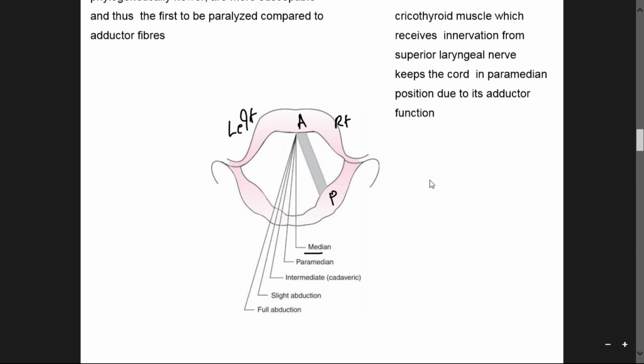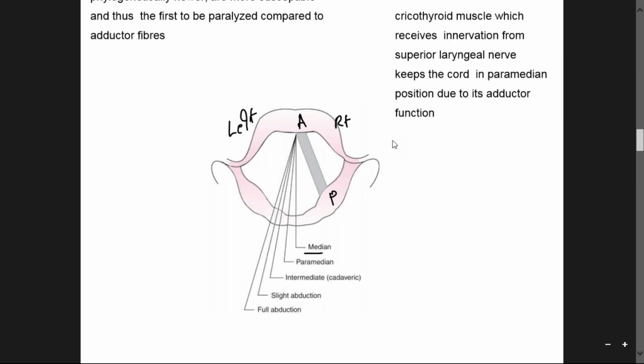Whereas Wagner-Grossman states that the cricothyroid muscle, out of the adductor muscles, which is supplied by the external branch of the superior laryngeal nerve, is intact. That is the reason why the vocal cord of the affected side is in the median or paramedian position, because the adductor, the cricothyroid, is intact.